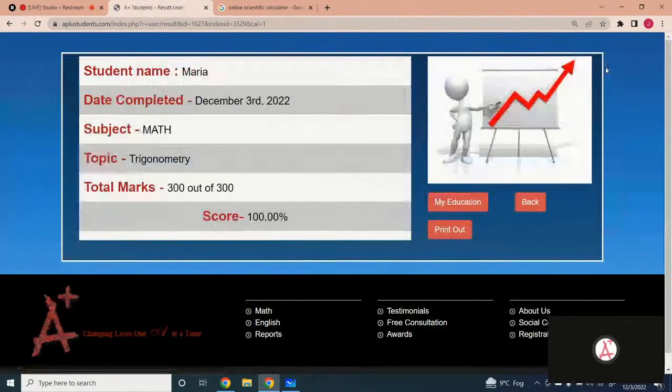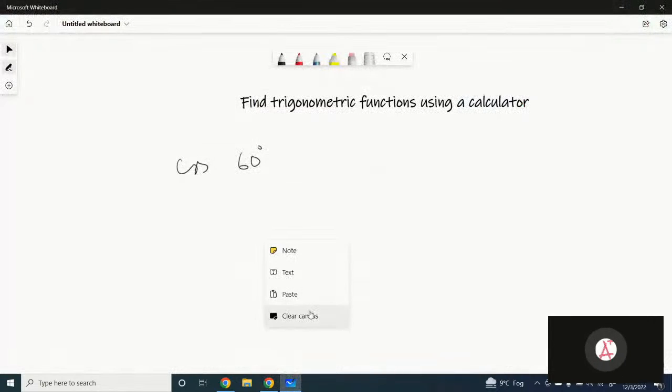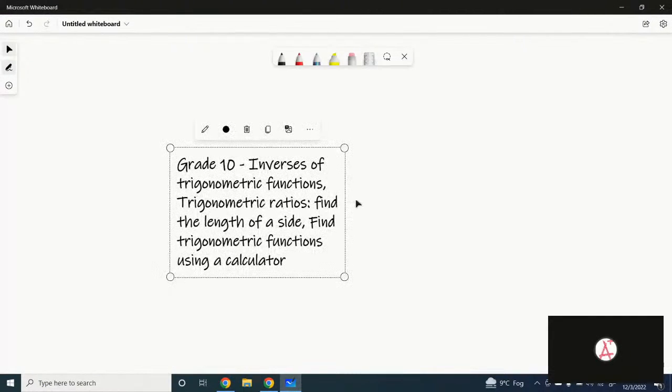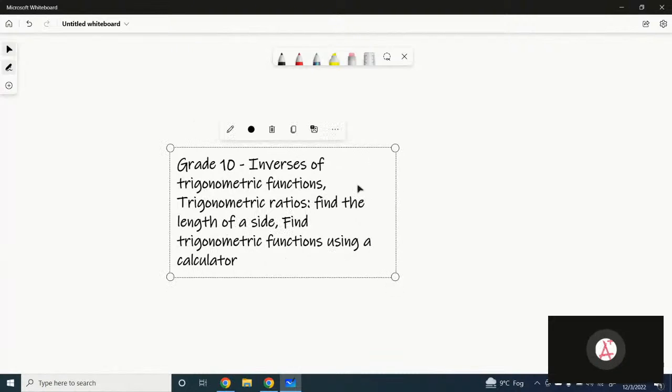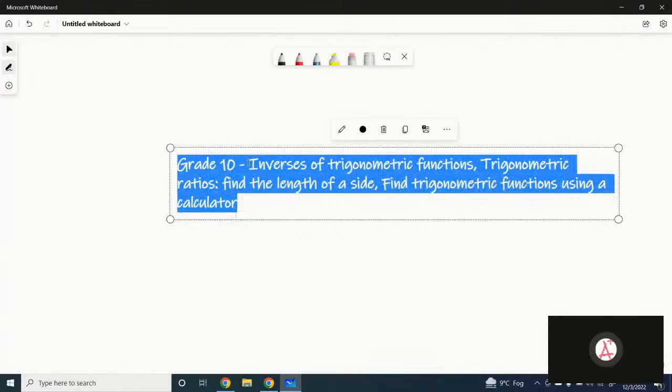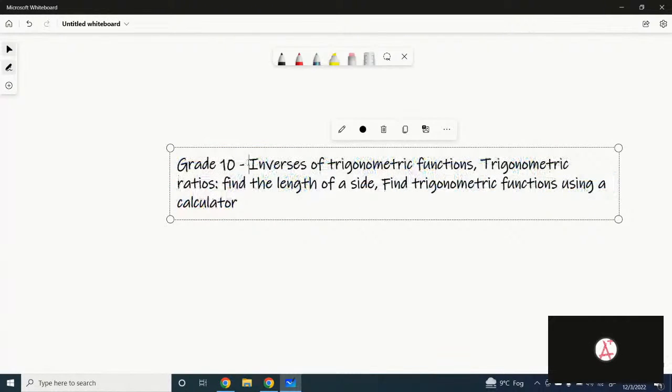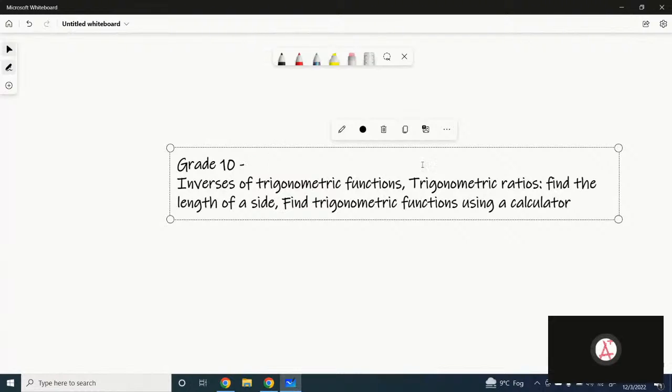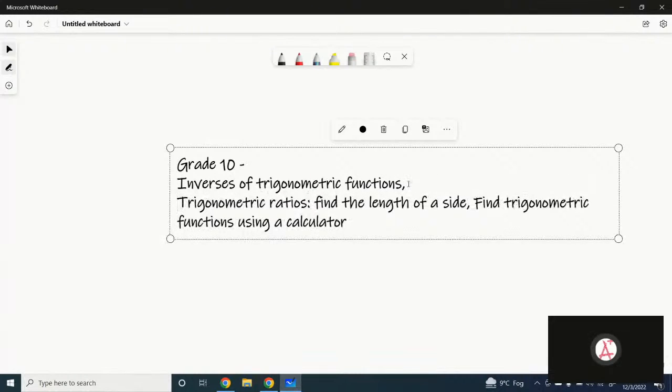Okay, so we have completed the test. So here is the list of the lessons we have covered today. These are the lessons we have covered today from grade 10. Chapter name is trigonometry, and the list of the lessons we have covered today is inverses of the trigonometric functions. Then we did trigonometric ratios, find the length of the side, and then find trigonometric functions using a calculator.